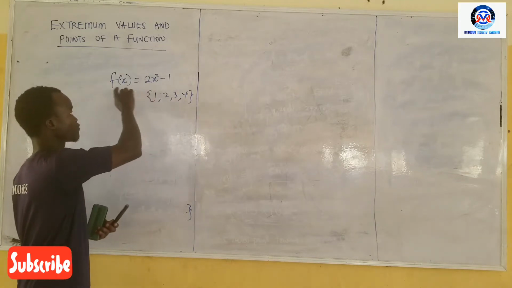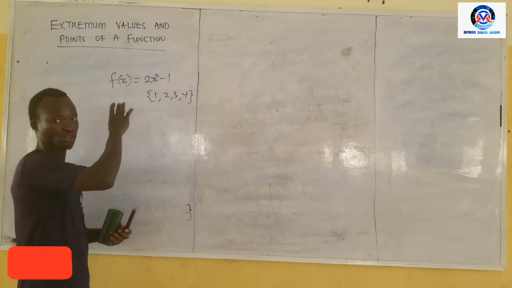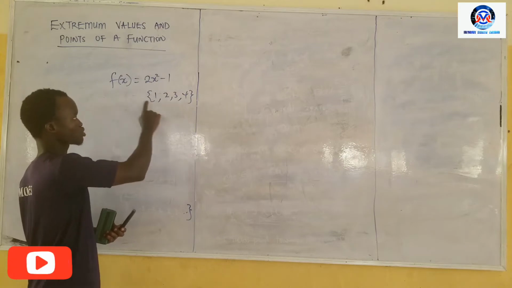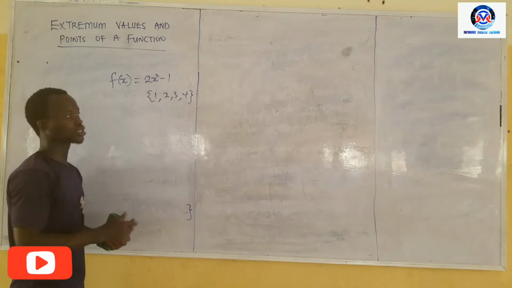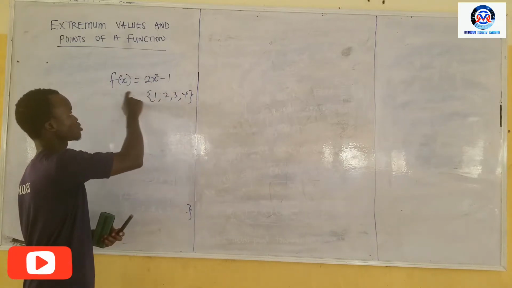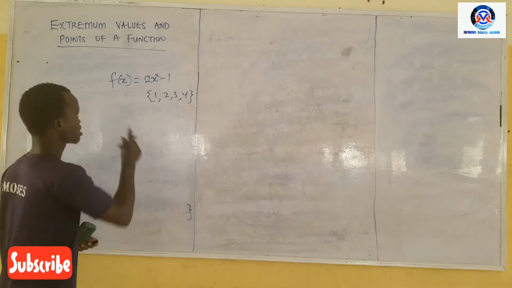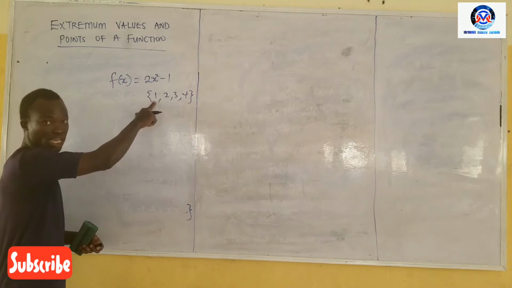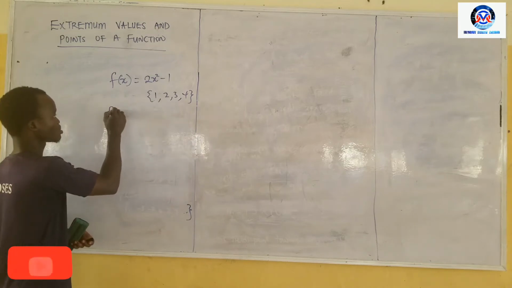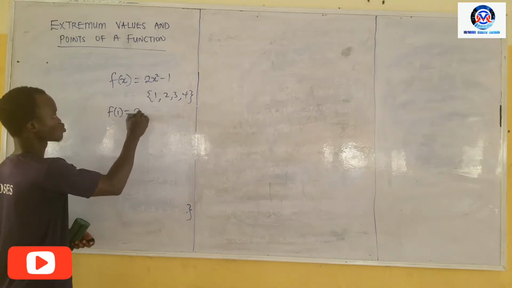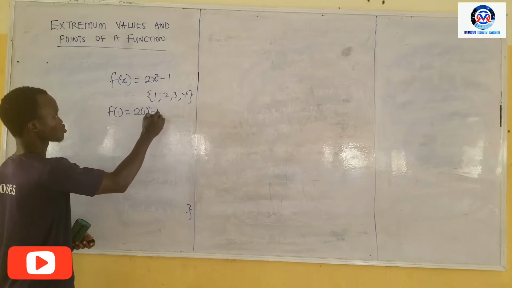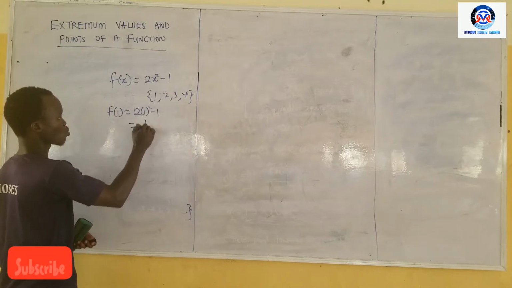Because this set satisfies this function, because we can evaluate this function at every point in this set. So now, let's evaluate this function at every point in this set, one by one. Evaluating this function at the point where x equals 1, we have f of 1 equals 2 into bracket 1 squared minus 1, and the evaluation leads to 1.